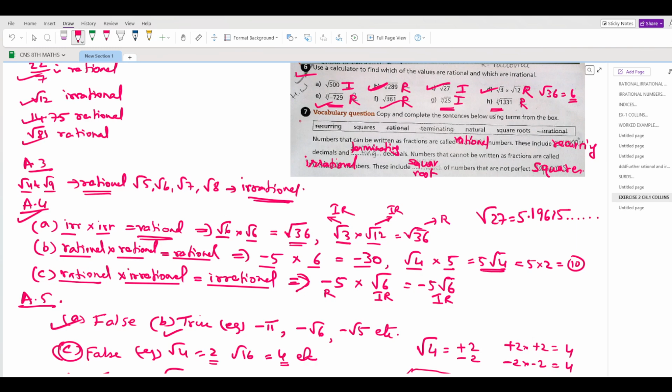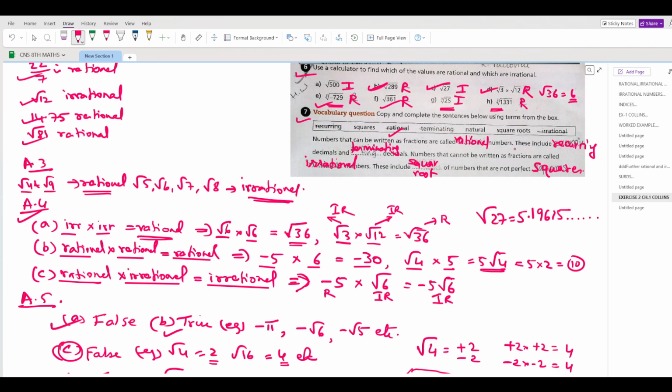And the last question is question number 7. You have to use the words given in this rectangular box and complete the statement. The statement is: numbers that can be written as fractions are called. Actually in theory I have taught you all fractions are nothing but rational numbers. So you have to take rational. So numbers that can be written as fractions are called rational numbers.